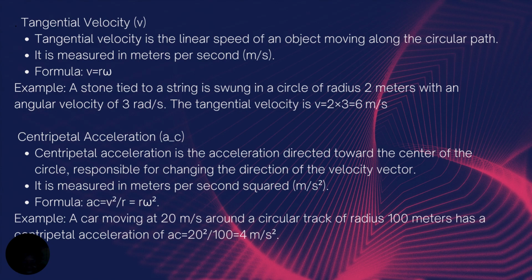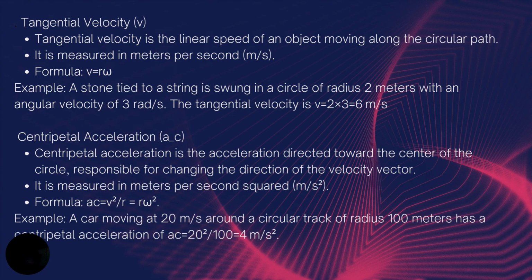Centripetal just means center seeking, always seeking the center. And that's why when you are in a car that is turning around a sharp bend, we tend to bend towards the center. We tend to bend towards the center of the vehicle. People inside will bend towards the center of the circle. So that's known as centripetal acceleration.